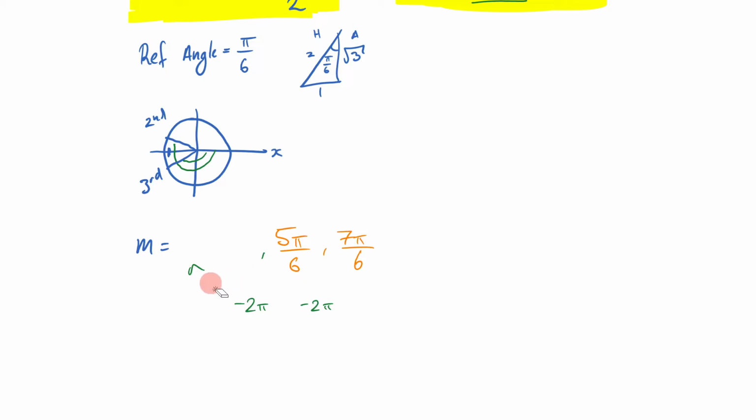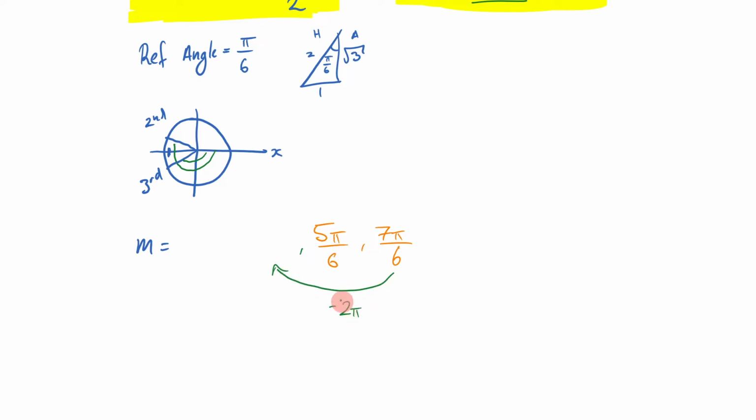Now, I might need to just make this a bit neater. Give me a second. My apologies. I might just need to move this a bit further along. This would be minus 5 pi on 6. And then to get my next one, minus 2 pi again. And this one will be negative 7 pi on 6.